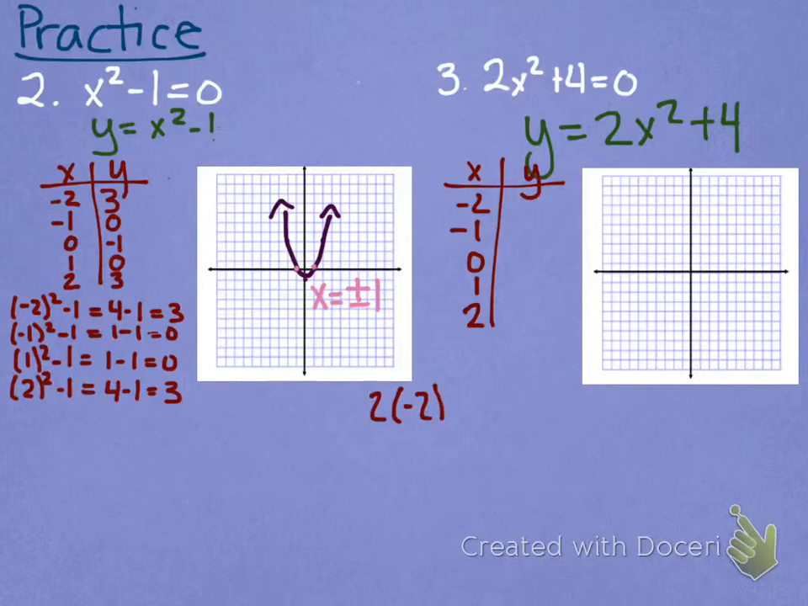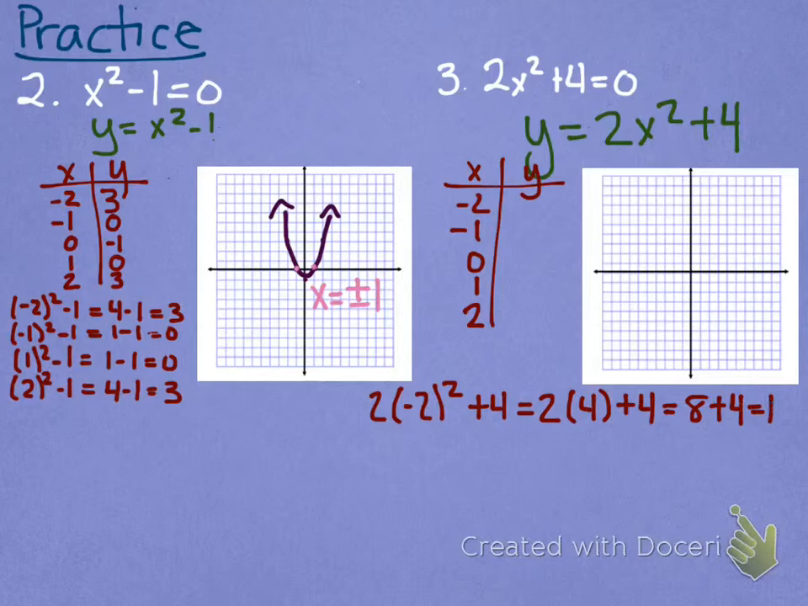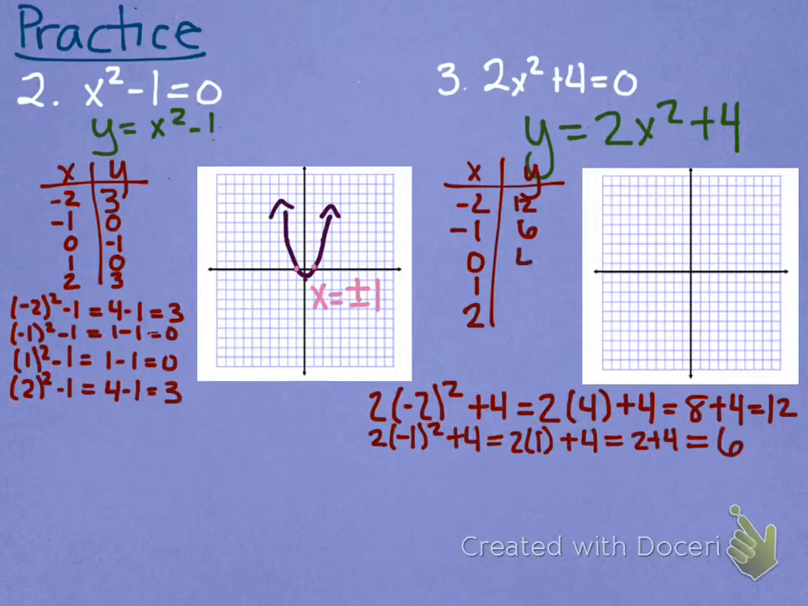So I get 2 times -2 squared plus 4 equals 2 times 4 plus 4. Squaring -2 gives us 4. Then 2 times 4 is 8 plus 4 equals 12. Then I'm going to do the same thing with -1. I'm going to plug it into my equation. Then -1 squared is 1, so I get 2 times 1 plus 4 equals 2 plus 4 is 6.